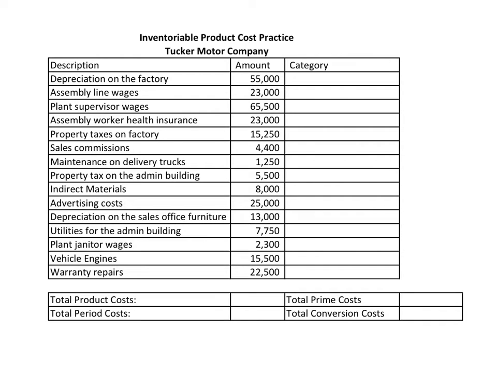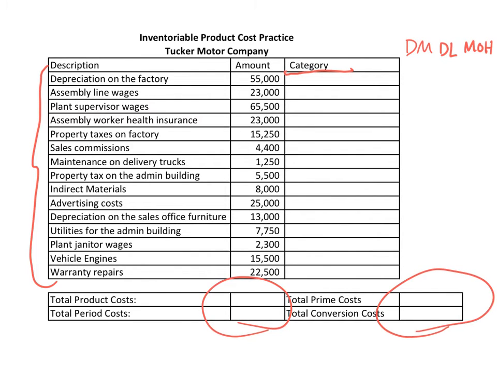In this question, we need to do a few different things. The first is to identify each of these costs in the category column as either product or period. We also need to identify for our product costs if they are direct materials, direct labor, or manufacturing overhead. That's what the MOH is for. After that, we're ready to go down to the bottom and compute some totals: total product costs, total period costs, and then we'll talk about calculating prime and conversion costs. So let's get started with step one, which is to categorize each cost on the table.